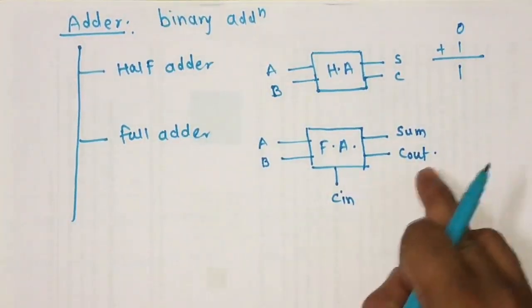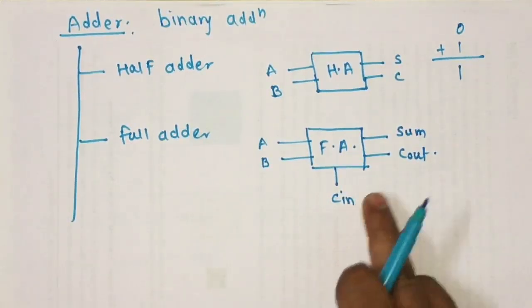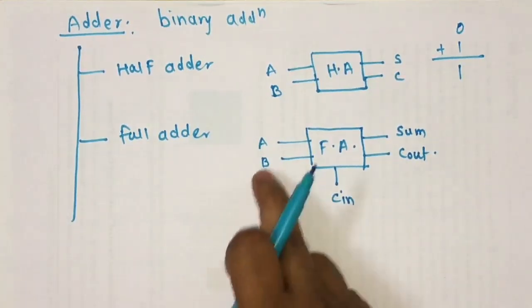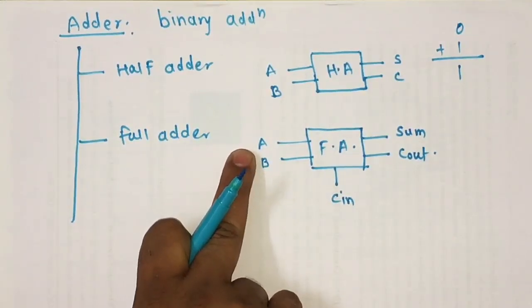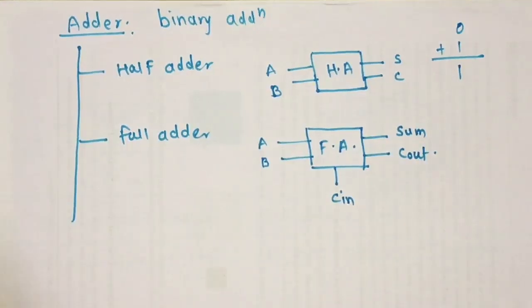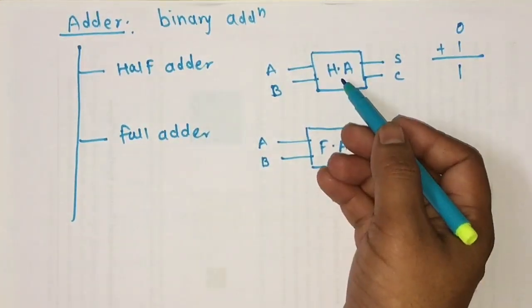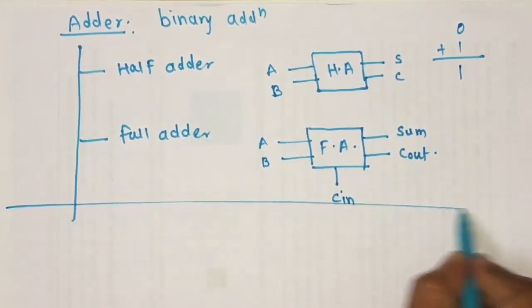Remember these two points: C in means carry in, and C out means carry out. So here we are performing the addition of three single bits, that is A, B and C in. Three bits addition we can perform with the help of a full adder. So the disadvantages that the half adder has, we will overcome.